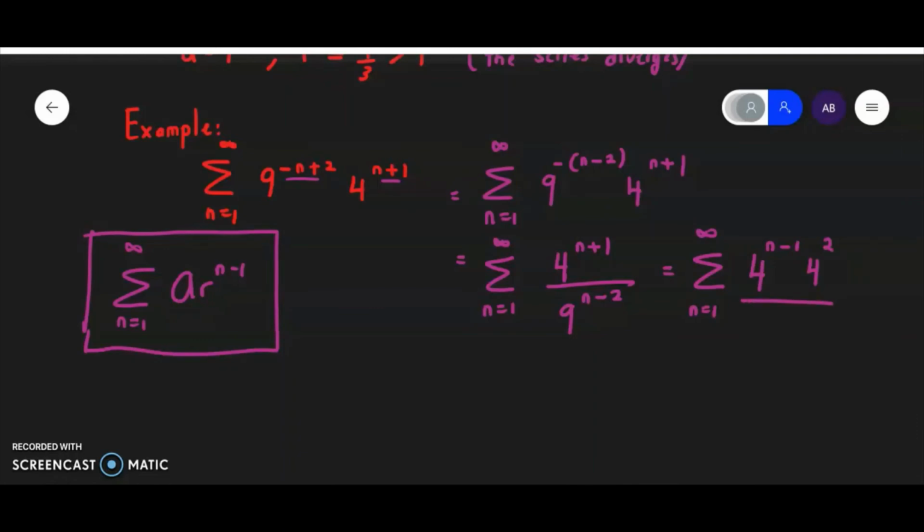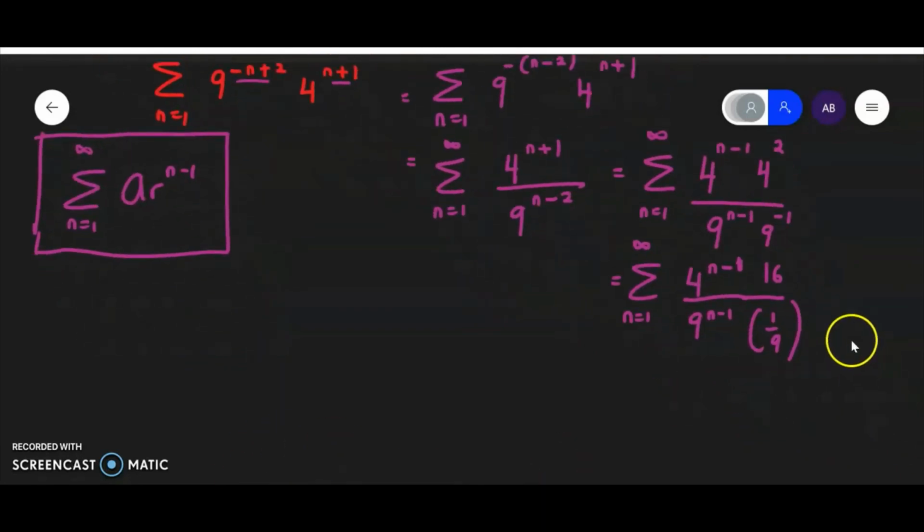Okay, now what about this one? Similarly, 9^(n-1) times 9 to the power of negative 1. That will give me n minus 2. Okay, I hope you're with me. Now, simplifying this, I have 4 squared and 1 over 9, which is 16 times 9^(-1). Okay, so just write it down. I think I should write it down first.